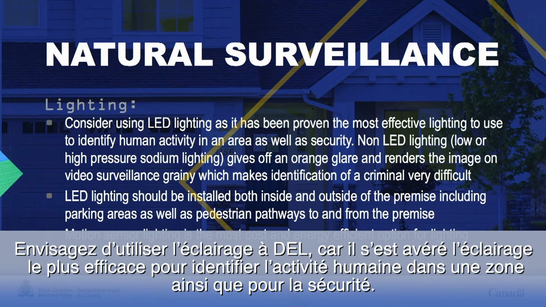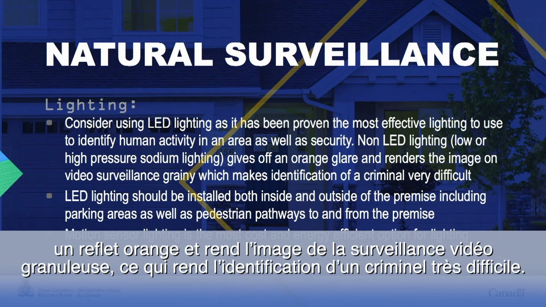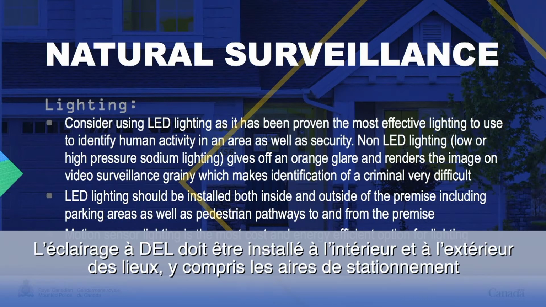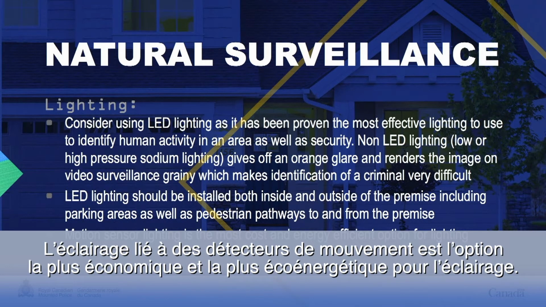Consider using LED lighting, as it has been proven the most effective lighting to use to identify human activity in an area, as well as security. Non-LED lighting, or low or high pressure sodium lighting, gives off an orange glare and renders the image on video surveillance grainy, which makes identification of a criminal very difficult. LED lighting should be installed both inside and outside of the premise, including parking areas, as well as pedestrian pathways to and from the premise. And motion sensor lighting is the most cost and energy efficient option for lighting.